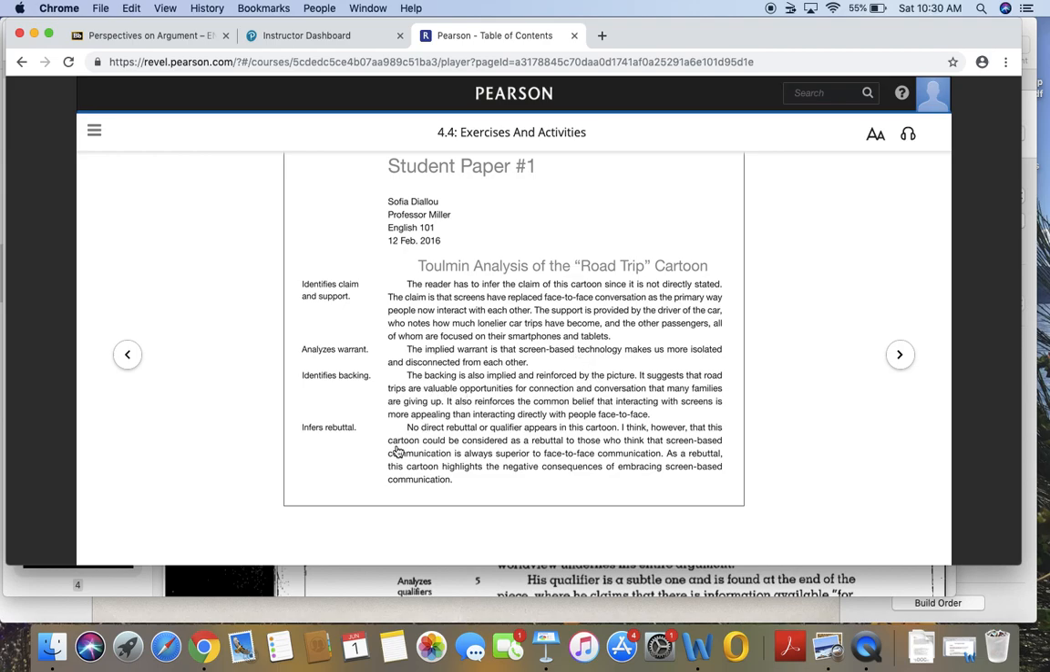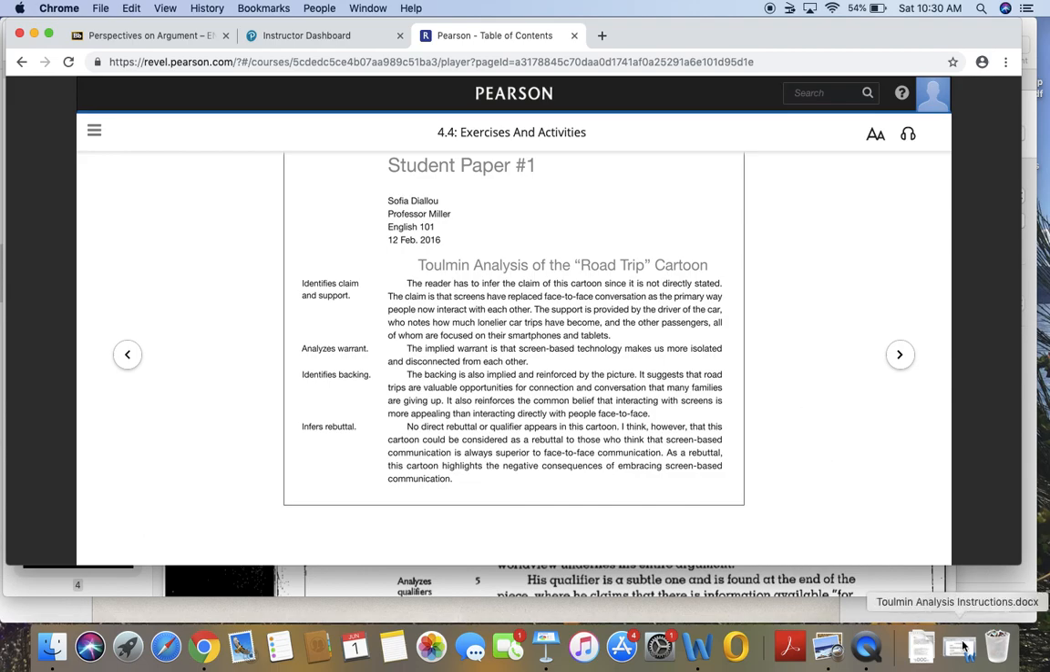And so what you would do too, if you don't think there's a rebuttal or a qualifier, if you don't think there's backing, you would just say no direct rebuttal or qualifier appears in this cartoon. Or, there's no rebuttal or qualifier in the argument. So that is an example of that.